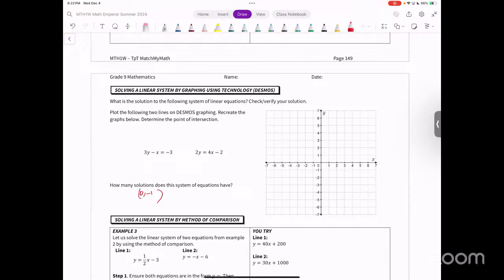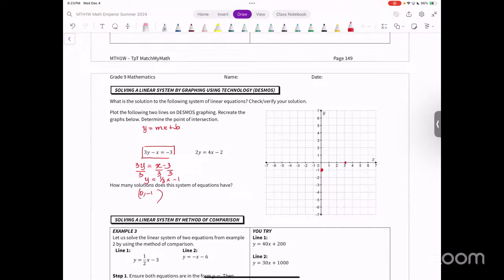You need to know how to rearrange the formula to look like y is equal to mx plus b. Let me do that. 3y, if I move the x to the other side, x minus 3. To find y, I have to divide every single term by 3. So y is equal to 1/3 of x minus 1. So I will mark my y-intercept at -1. Slope is 1/3.